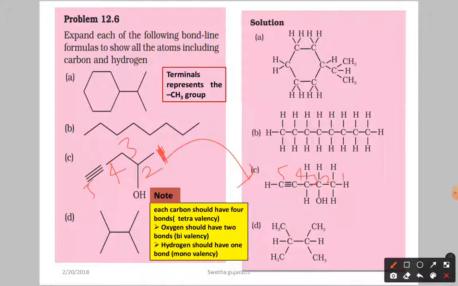So there is a triple bond between the fourth and fifth carbon. After that, you have to satisfy with hydrogen. At the second carbon, what do we have? An OH group. So you have to write the second carbon with the OH group. The remaining valency you have to fill with hydrogen atoms.